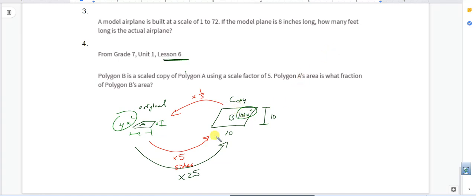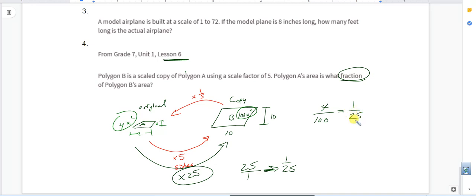But the question here is not what that factor is. It says what fraction of polygon B. So A is what fraction of B. Well, that would be, in our case, 4 compared to 100. Or the reciprocal of our times factor for the area. And the reciprocal of that is a 25th. And that's also what this reduces to. The smaller A is a 25th the size.